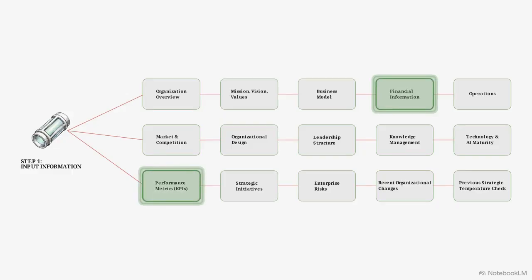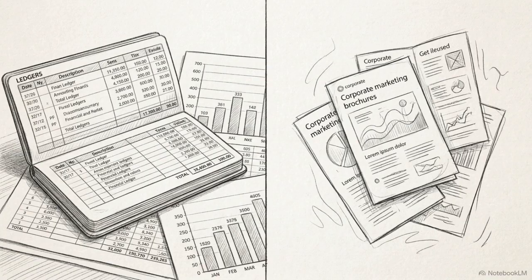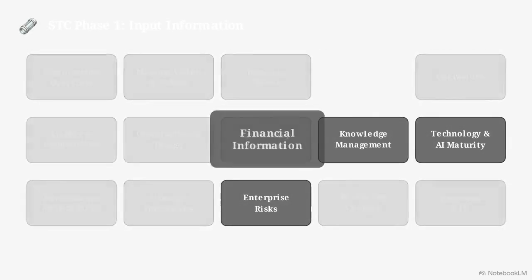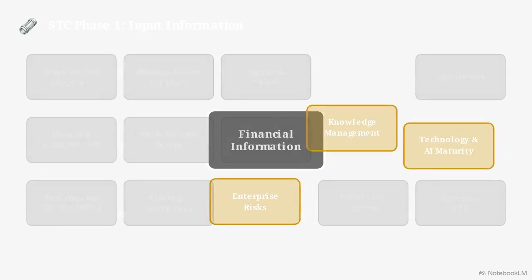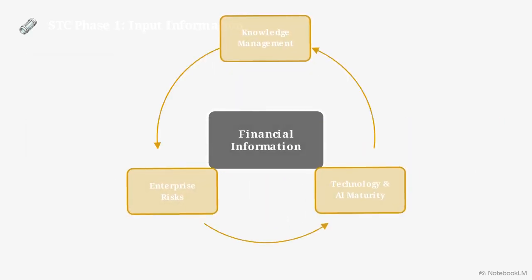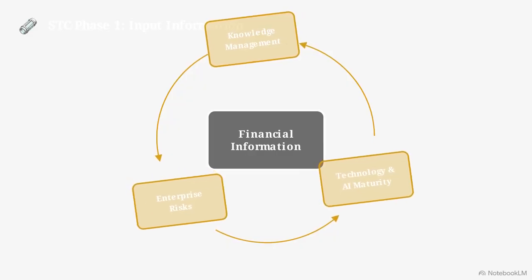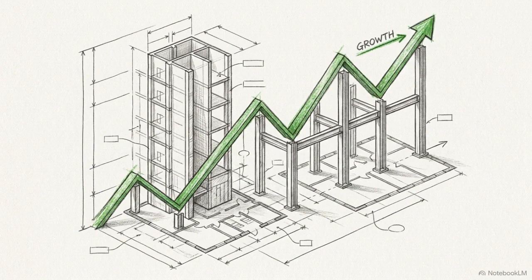First, the system demands quantitative inputs, specifically extracting financial information and performance metrics. These hard numbers are a non-negotiable prerequisite for grounding the analysis in organizational reality rather than corporate messaging. The architecture then requires qualitative inputs to surround those numbers, measuring vectors like knowledge management, enterprise risks, and technology maturity. These qualitative vectors provide the necessary structural context to interpret the financial data accurately.